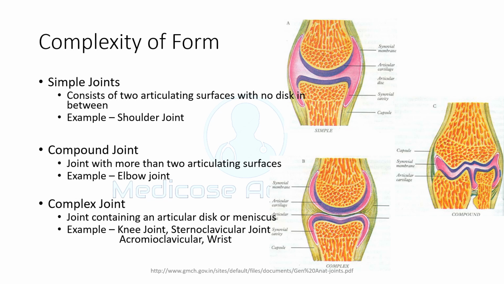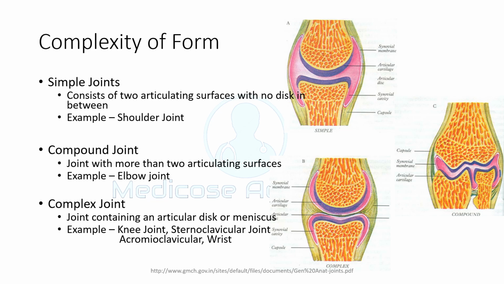Complexity of the joint: they can be divided into simple, complex, and compound. There's a slight difference, but it is important that you get them. A simple joint is where two bones make a joint with one another, no more than two bones, and there is nothing between the two bones. By nothing, I mean there is no interarticular disc or meniscus. Most of the joints are in this variety. The shoulder joint is one example.